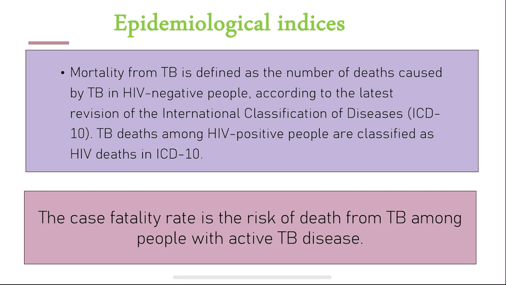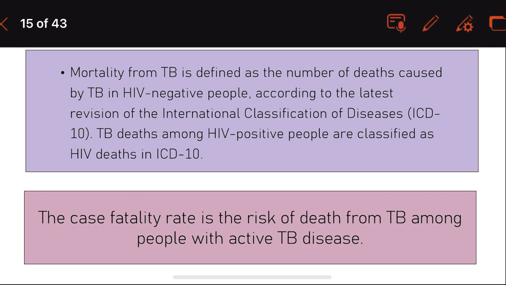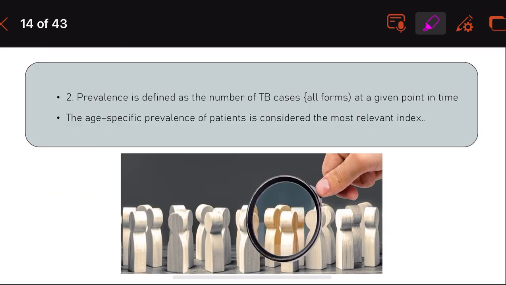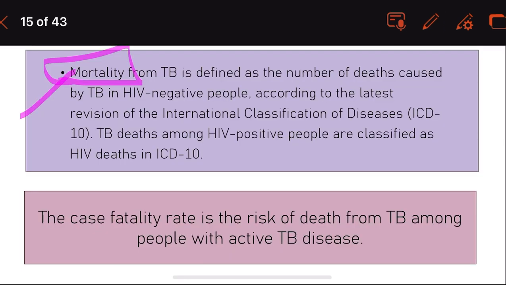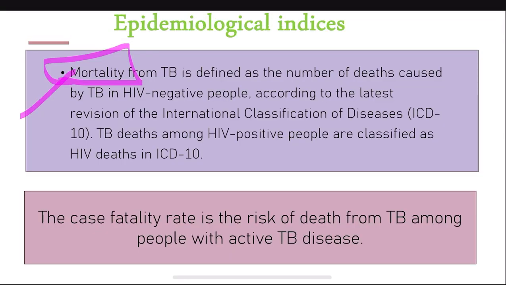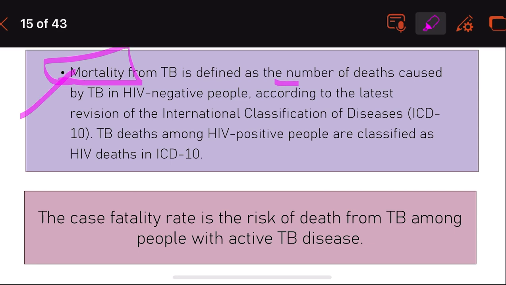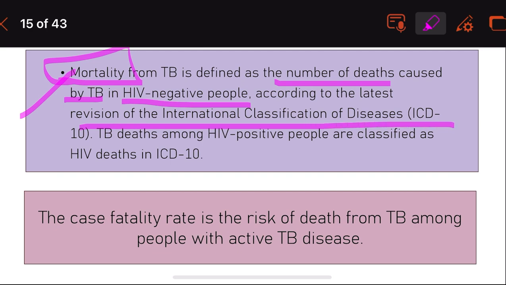Mortality from TB is defined as, now we're seeing the mortality. We know what is mortality. Mortality is the death. Mortality from TB is defined as the number of deaths caused by TB in HIV negative people. According to the latest revision of the International Classification of Diseases 10, TB deaths among HIV positive people are classified as HIV deaths.